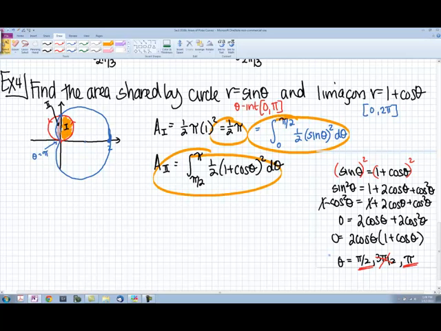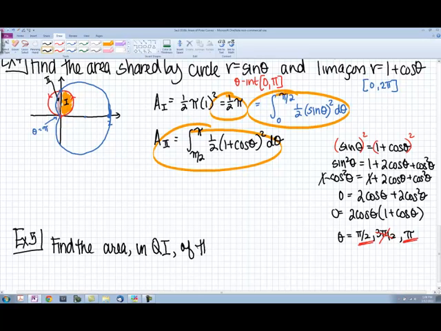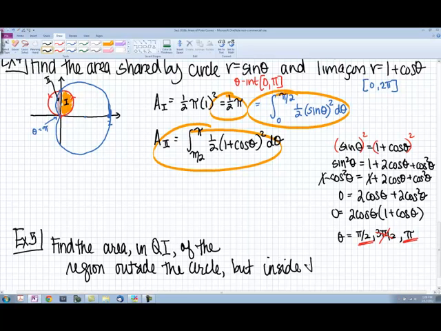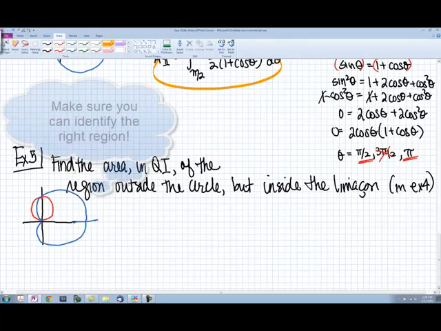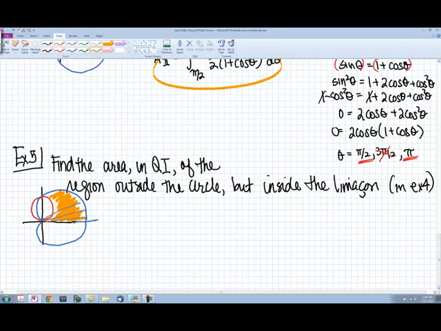Well, we've got one last example. I want us to find the area in quadrant 1 only of the region outside the circle, but inside the limaçon in example 4. That'll be all of this in quadrant 1 only. If we're trying to calculate the area, because we're rotating around the pole, it's going to be further from the pole minus closer. So kind of like outside minus inside. So we can set this up as 0 to pi over 2, and the outside is going to be our blue, which is the limaçon.